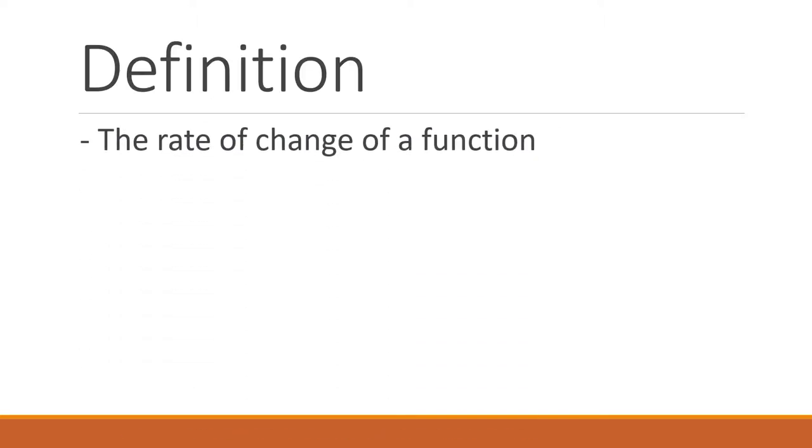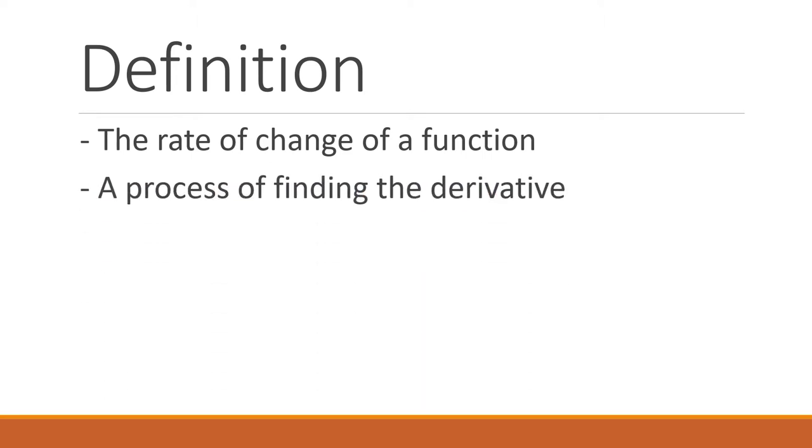So the definition, I've listed three. The first one would be the rate of change of a function. That means how fast a function is changing. I will talk about this more in a later video. The next definition would be the process of finding the derivative. After you differentiate something, you will get the derivative.